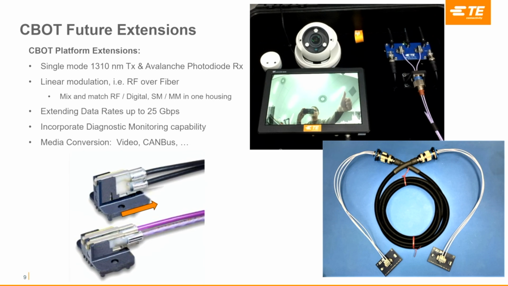CAN bus ASICs, I think someone mentioned in a presentation yesterday, are ubiquitous. They've been in the automotive world for years. They're readily available and they're very small. You can do the same thing for things like CAN bus and create a media converter solution and add that to the capabilities. And now we're going to come full circle as we wrap up.